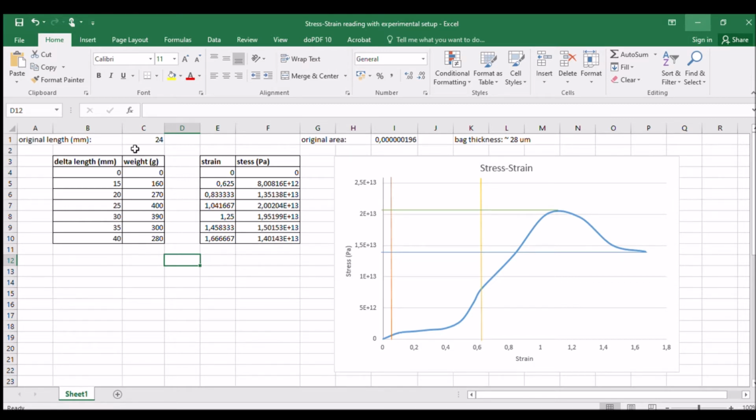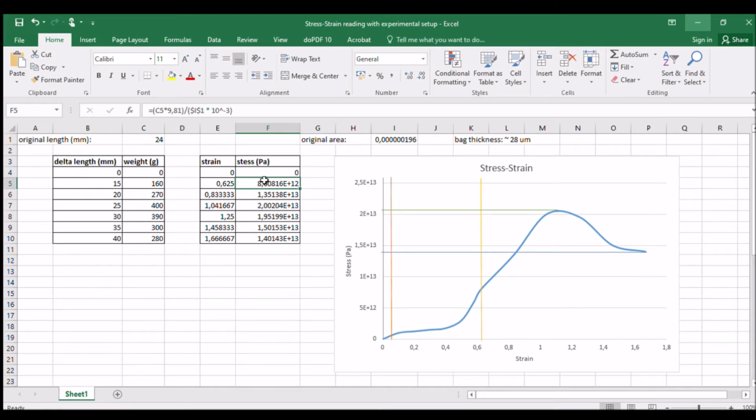Now this table I had to put into a strain and stress relationship. So remember that strain is equal to the change in length, or the delta length, divided by the original length. So 15 divided by 24 gives you 0.625. 20 millimeters divided by 24 millimeters is equal to 0.833, etc. Okay, so when you come to the stress calculation, there are a few more things happening.